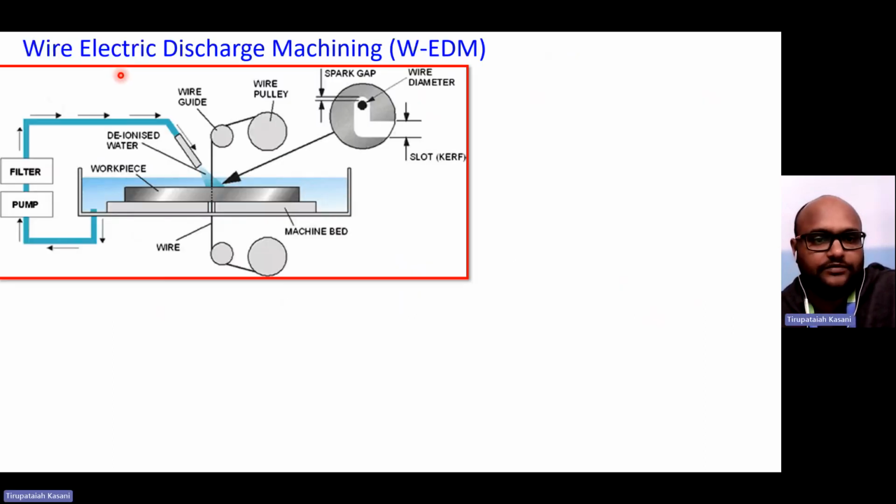See here, wire electric discharge machining. Till now, we have been talking only about the tool shape and the cavity created on the top surface of the workpiece. After material removal, both shapes will be the same, meaning the same tool shape is replicated over the top surface of the workpiece, and the whole thing is immersed in a dielectric medium.